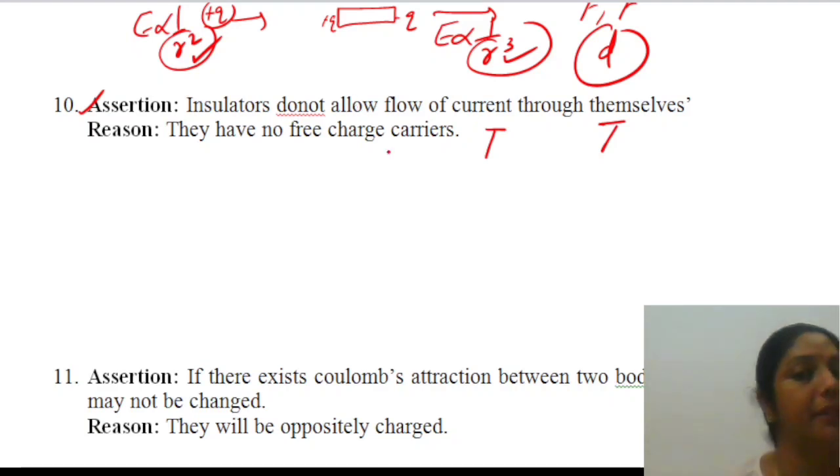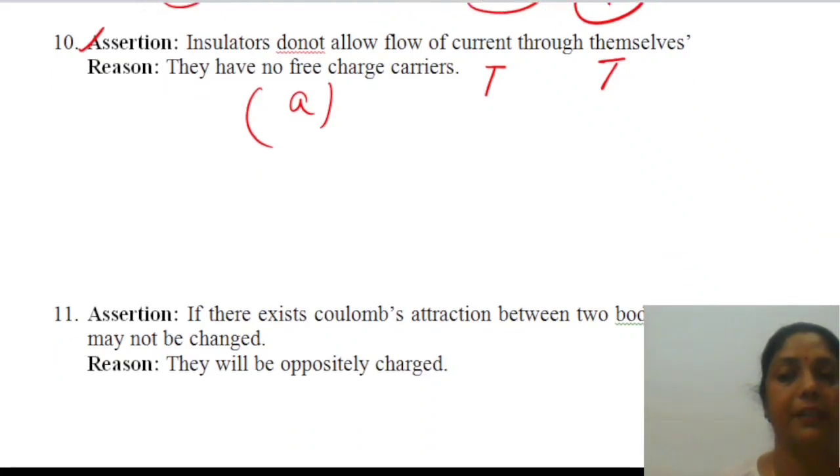Both statements are true. And why do insulators not allow flow of current through themselves? Because they have no free charge. This reason is also the correct explanation of this assertion. So option number A is correct for this question number 10. Hope it's clear to all of you right now. Next, question number 11.